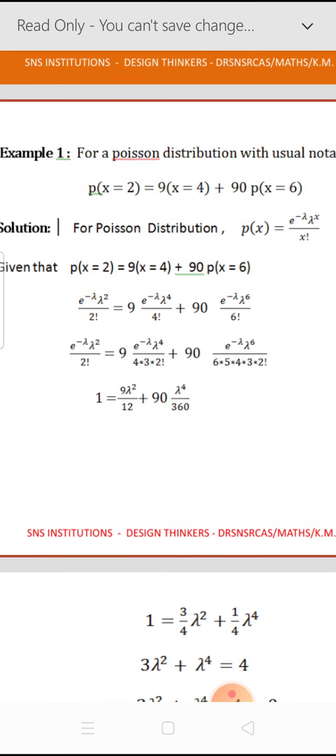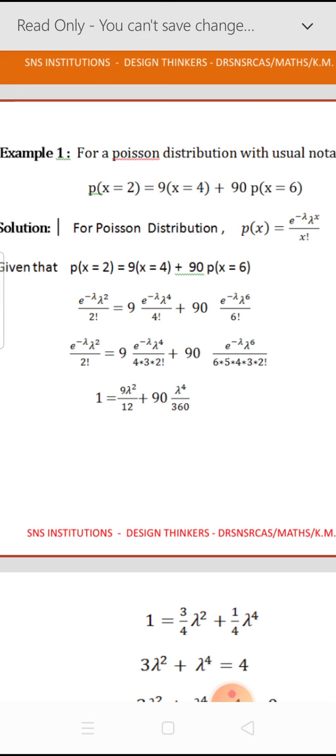So here we are given that probability of x is equal to 2 equals 9 times probability of x is equal to 4 plus 90 times probability of x is equal to 6. On the left side you apply the formula where x is equal to 2, e power minus lambda, lambda power 2 by 2 factorial. On the right side you get 9 into probability of x is equal to 4, e power minus lambda, lambda power 4 by 4 factorial, plus 90 times, substituting x is equal to 6, e power minus lambda, lambda power 6 by 6 factorial.